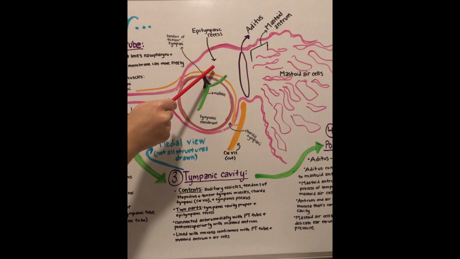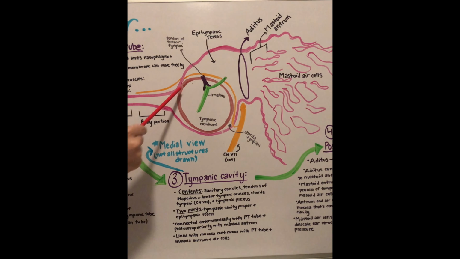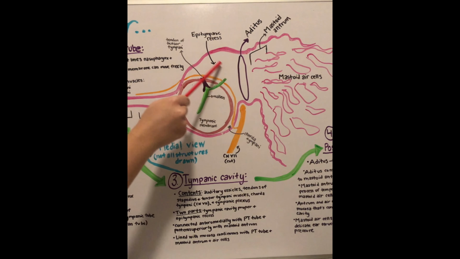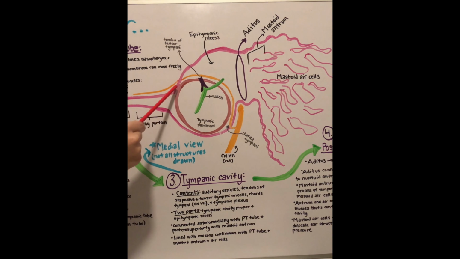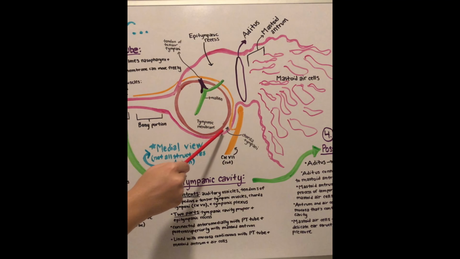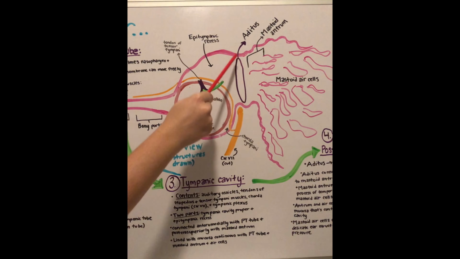It's connected anteromedially with the pharyngotympanic tube and posterior superiorly with the mastoid antrum. The tympanic cavity is lined with mucous membrane that is continuous with the lining of the pharyngotympanic tube, the mastoid antrum, and the mastoid air cells.